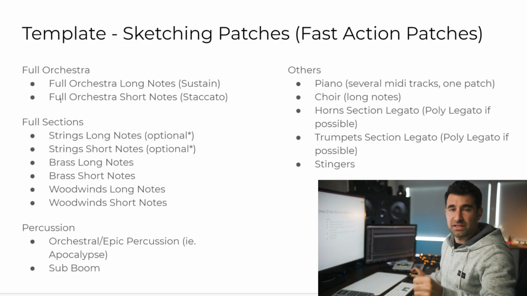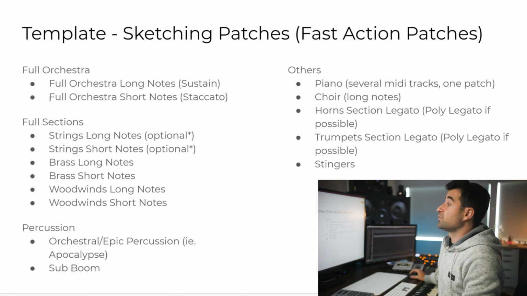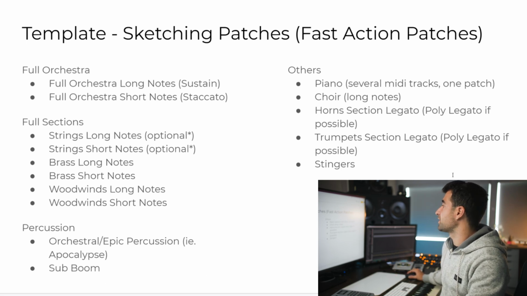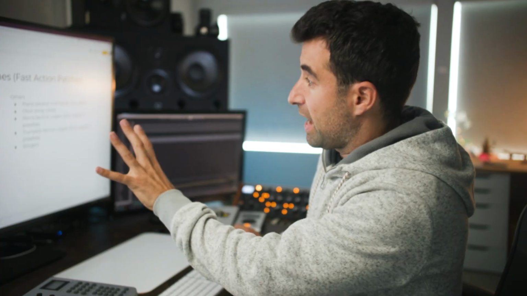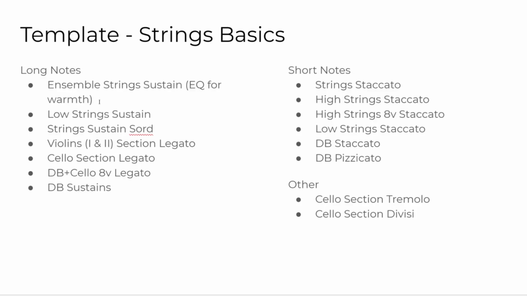It's a very basic group of tracks that I summarized here, and it's going to be full orchestra long notes, full orchestra short notes, and then we're going to have the full sections, so the strings, brass, and woods, both long and short notes, and then a little bit of orchestral and epic ensemble percussion, and other tracks like piano, choir, and a few more things. So that's the first group of tracks, the fast action patches. That's this video. We're going to be loading the strings basic tracks in the next 2 videos, and we're not going to have 200 strings tracks here.